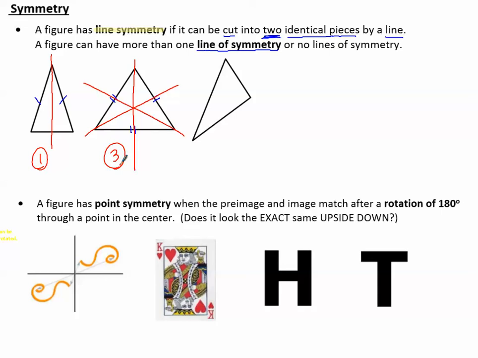The last one looks like a scalene triangle, where none of the sides are congruent. So this one has none. There are no lines of symmetry for a scalene triangle.